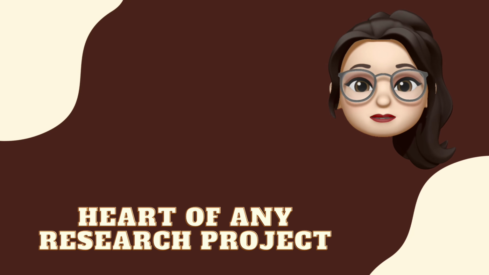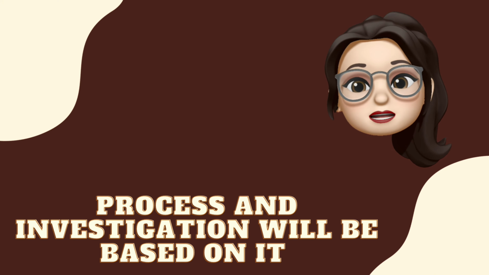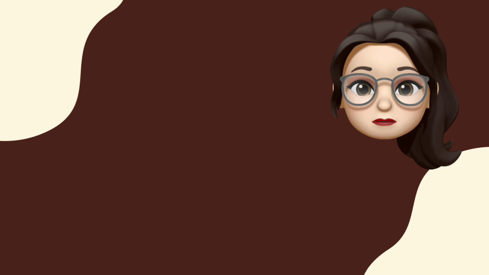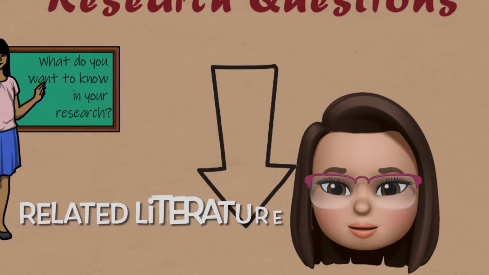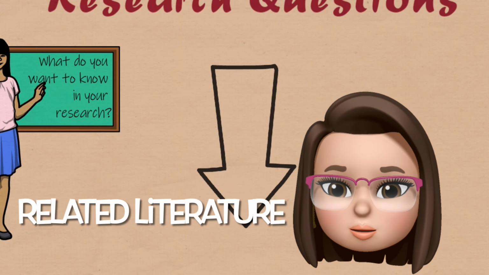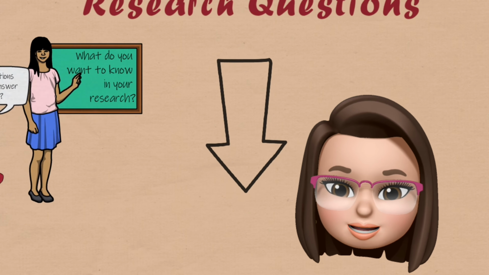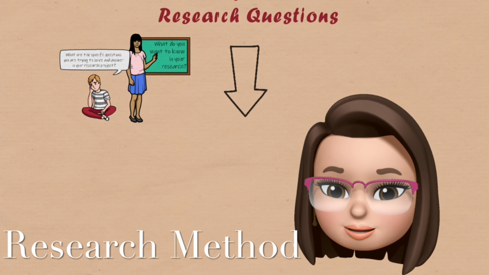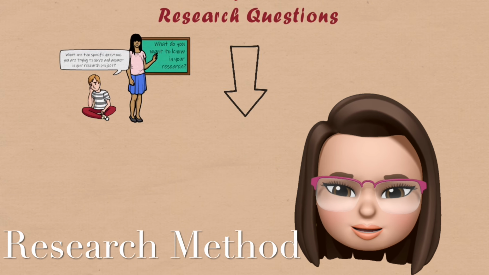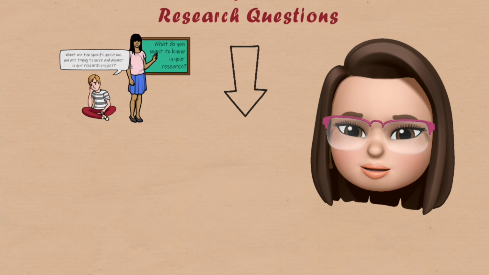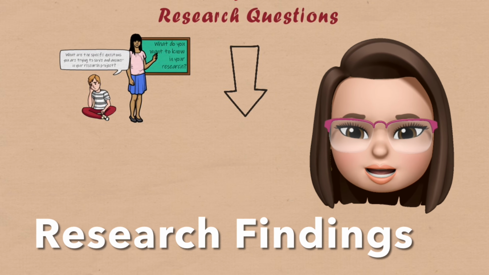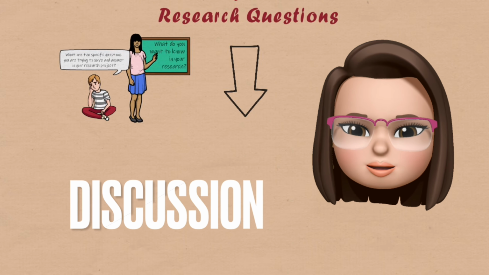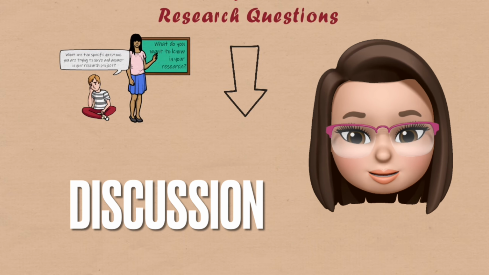The research question is the heart of any research project. All the process and investigation will be based on it. After stating the research problem or the statement of the problem, everything will follow. When you write your related literature, you will look for the key terms that need to be discussed. When you are planning your data collection procedure or research method, you will be guided by the research problem. When you are presenting the research findings, again, you are directed by the research problem. Even in the discussion, you are supervised by the research problem.